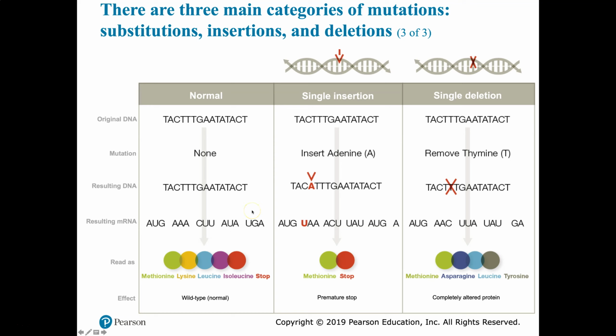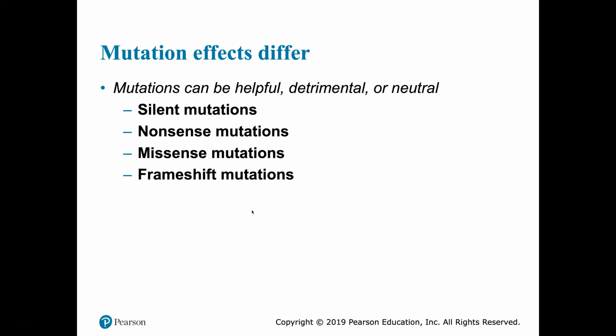Okay. Now, we've gone through all the examples of mutations, whether that's a substitution, or an insertion or a deletion, we've seen that they can have different outcomes. Mutations can be helpful sometimes, they can be detrimental, or they can be neutral. So they vary in their effect. Most are neutral. But we went through all of these.